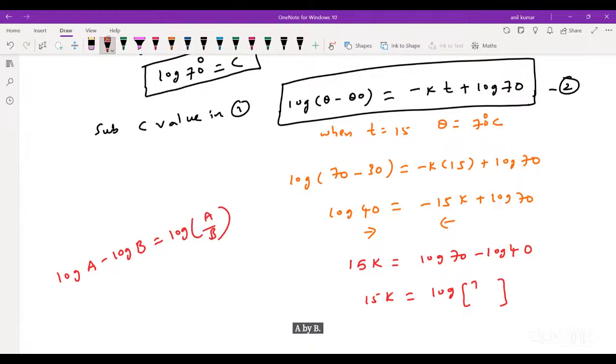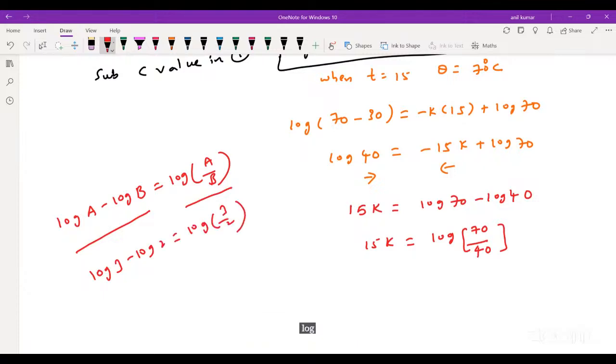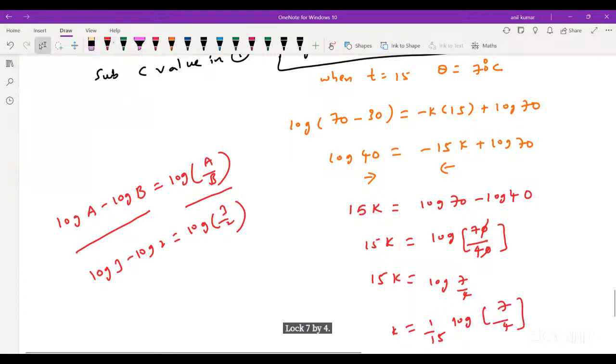Yes, can you simplify this? Log 70 minus log 40? Log 30. Not log 30, 70 by 40. This is the formula: log A minus log B. Log 3 minus log 2 is log 3 by 2. Okay. 15k equal to log 7 by 4. K equal to 1 by 15 log 7 by 4. Yes, the K value came.